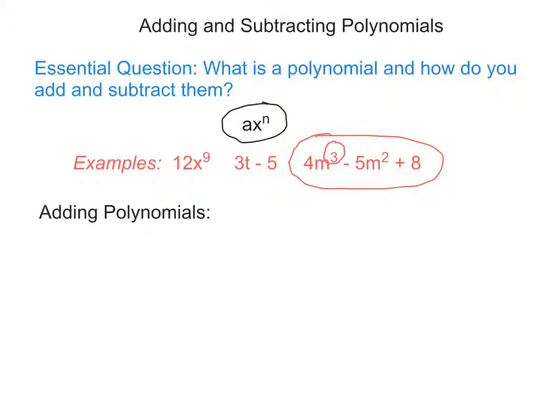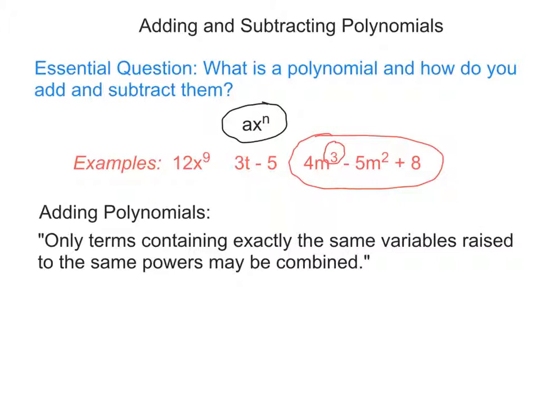So now let's say that we want to find the sum of two polynomials, or to put it simply, we want to add two polynomials. Adding two polynomials involves simply combining like terms. Now, what exactly do we mean by like terms? Only terms containing exactly the same variables raised to the same powers may be combined. This is what we mean by like terms. So let me repeat that. Only terms containing exactly the same variables raised to the same powers may be combined. This is what we mean by like terms.